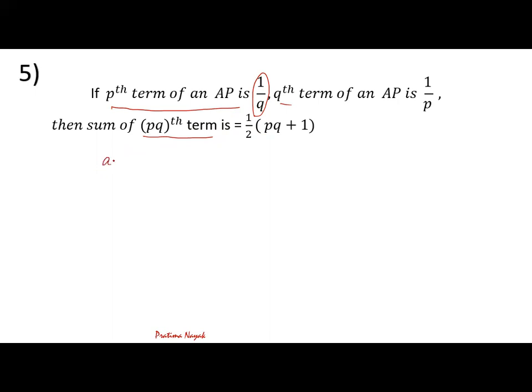So the pth term is equal to 1 by q. The qth term is equal to 1 by p. If this situation comes, then S pq is equal to half of (pq plus 1). If you are interested, you can prove it, but you apply this knowledge in your examination.